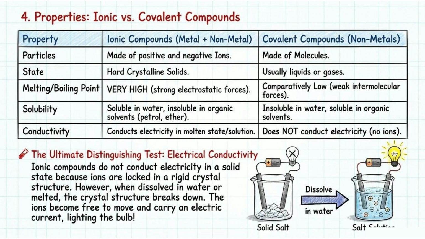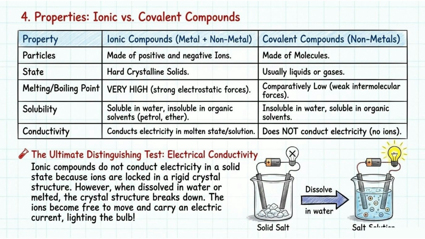For state, ionic compounds are hard, crystalline solids. Covalent compounds are usually liquids or gases. Because of those strong electrostatic attractions we mentioned, ionic compounds have very high melting and boiling points. Covalent compounds have weak forces between their molecules, so their melting and boiling points are quite low. For solubility, ionic compounds dissolve easily in water, but not in organic solvents like petrol. Covalent compounds are the exact opposite. Insoluble in water, but soluble in organic solvents.